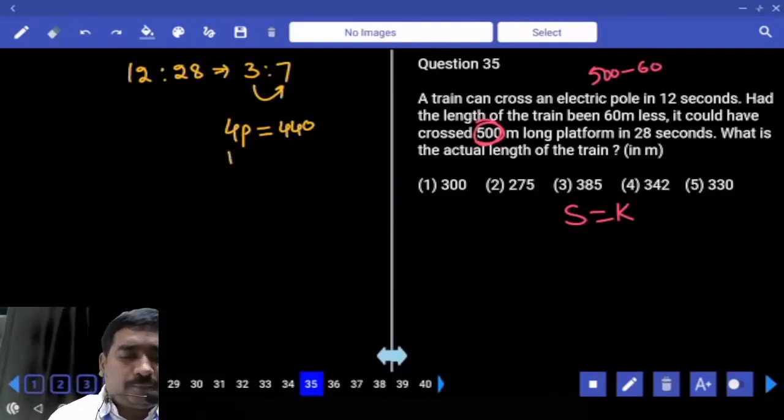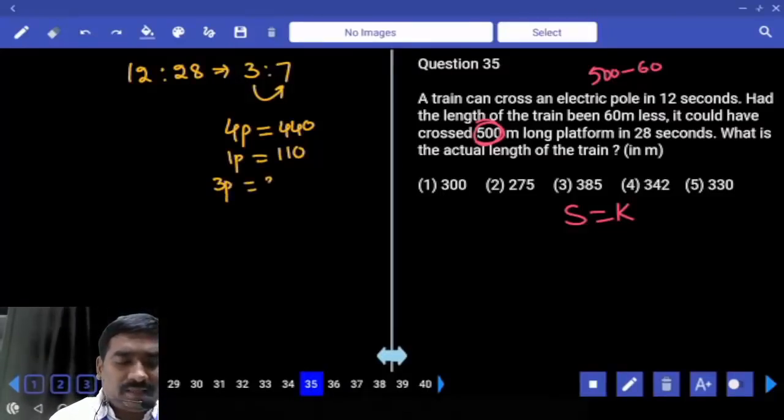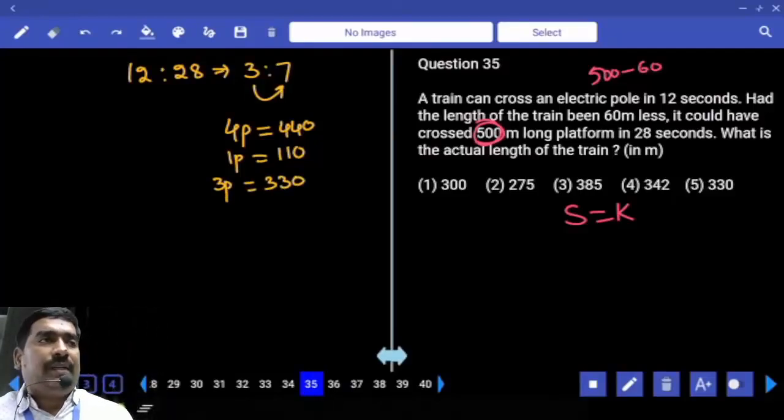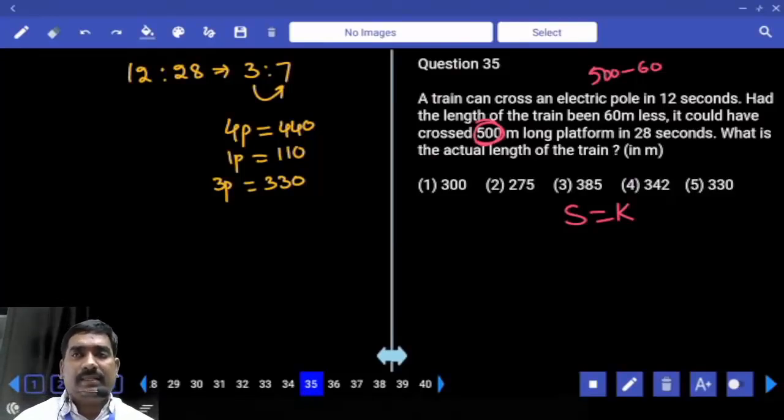4 parts value 440 means 1 part value is 110. The length of the train is 3 parts. 330 is your answer.